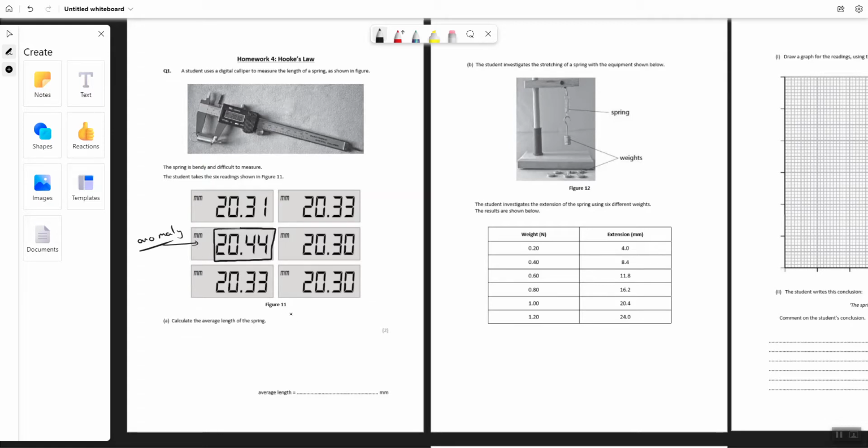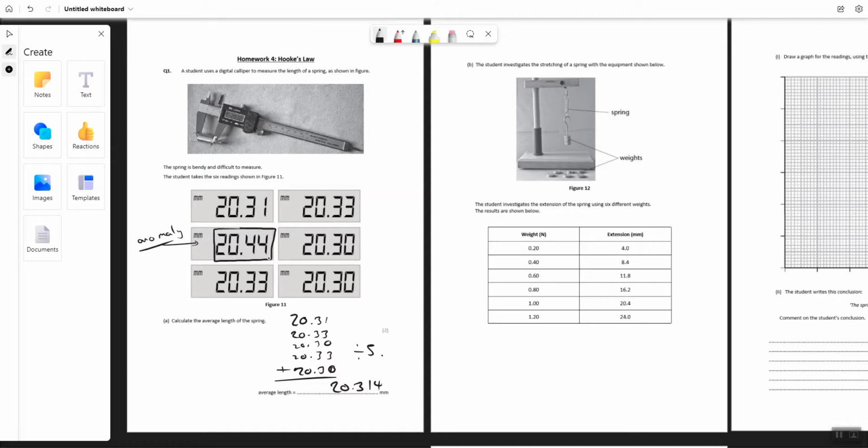So in there, you would put 20.31 plus 20.33, 20.30, 20.33, and 20.30. You add all these up, and then you divide by 5, because actually we're ignoring that result. And that comes out as being 20.314, I think.